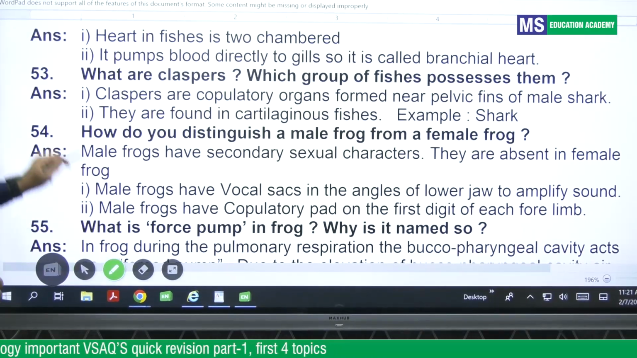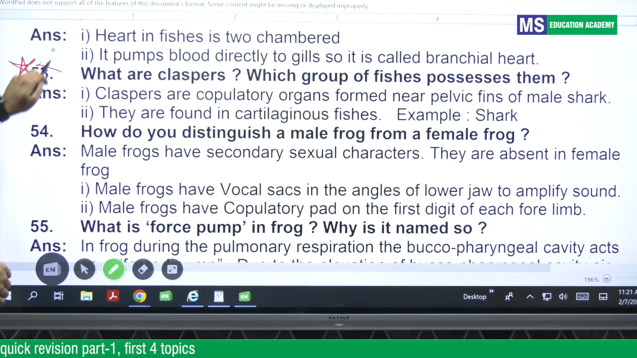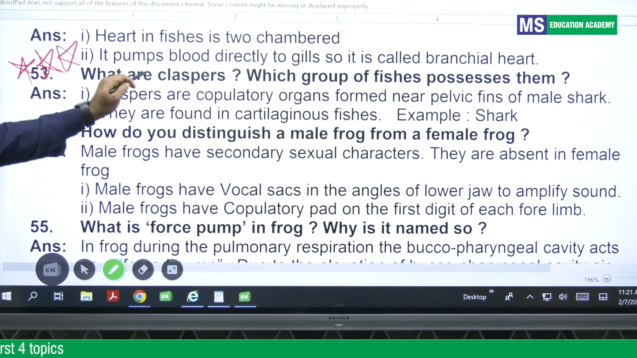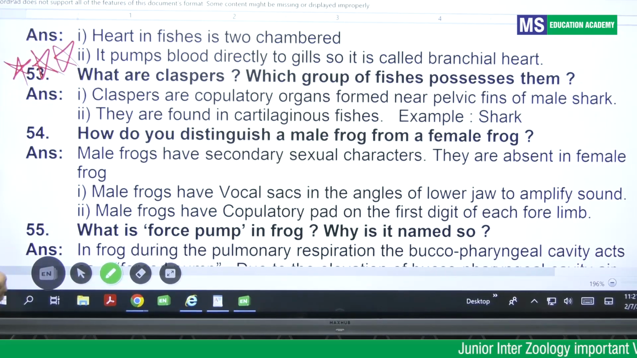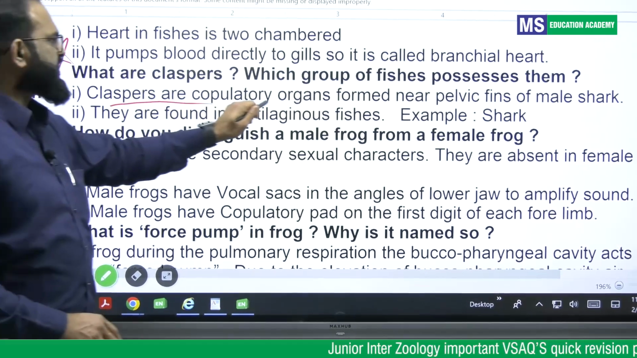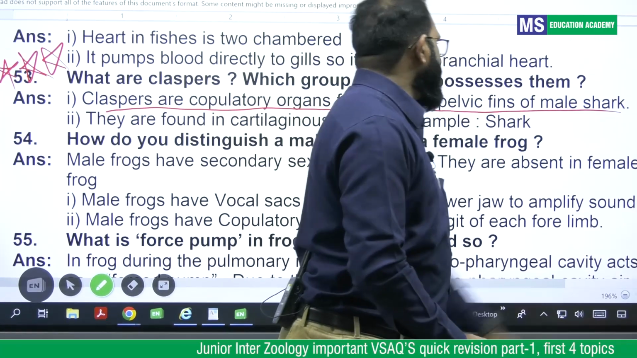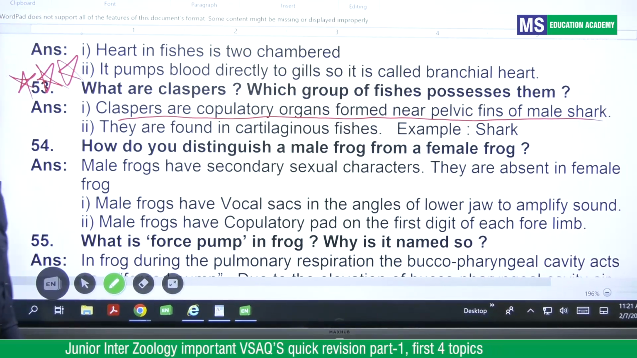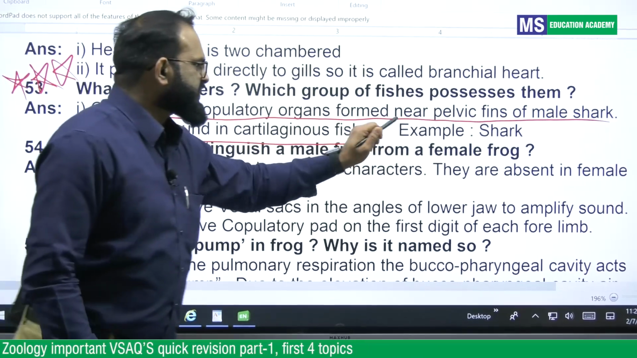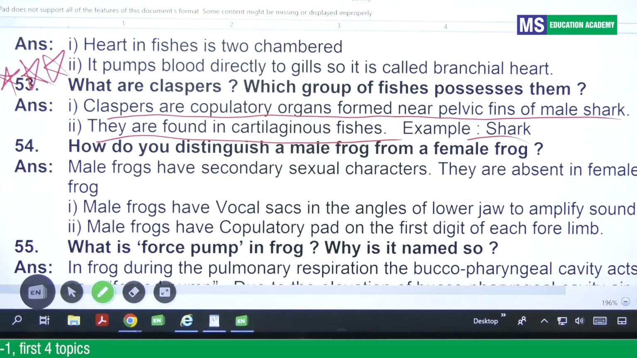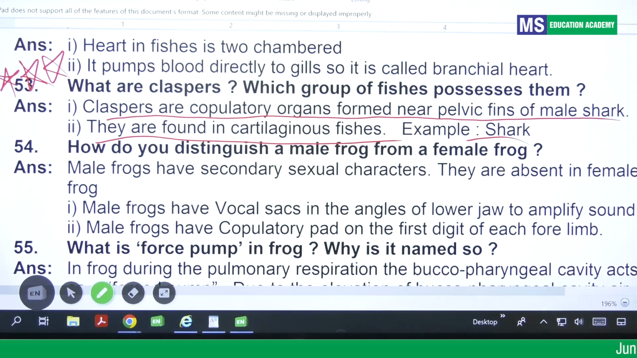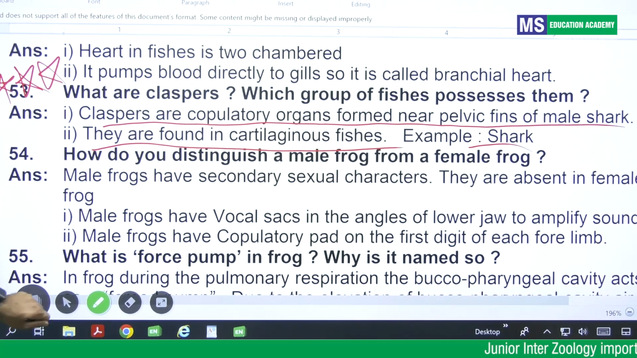Another FAQ, students, I am giving triple star to this FAQ. What are claspers? Which group of fishes possess them? Claspers are copulatory organs formed near pelvic fins of male shark. They are found in cartilaginous fishes. Example, shark. They are used during the time of copulation.